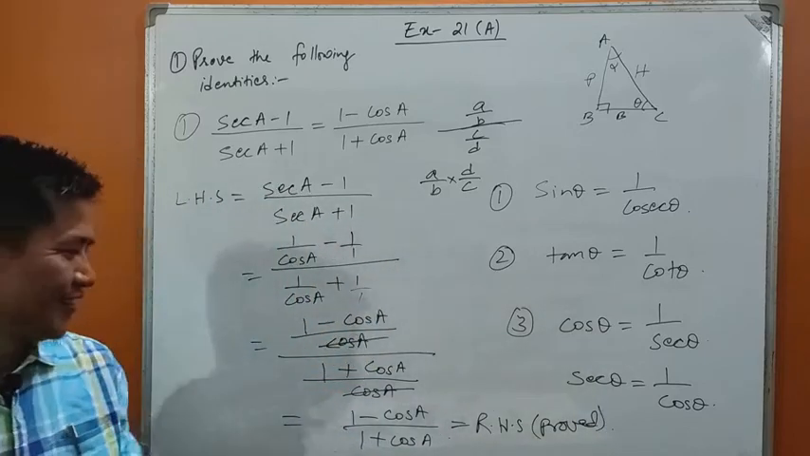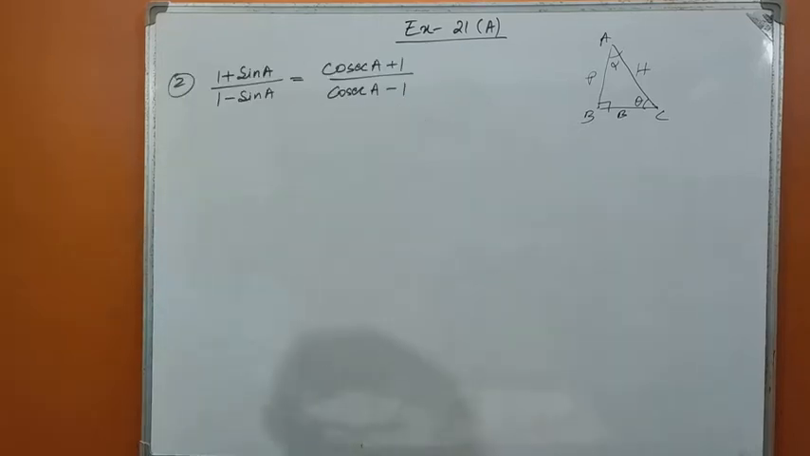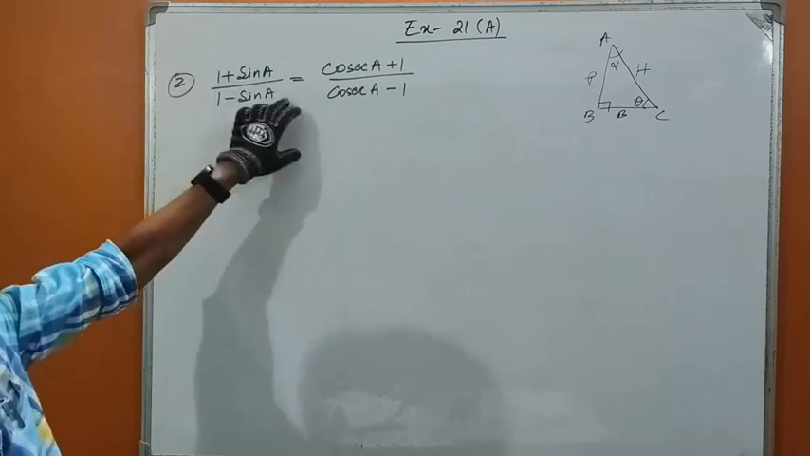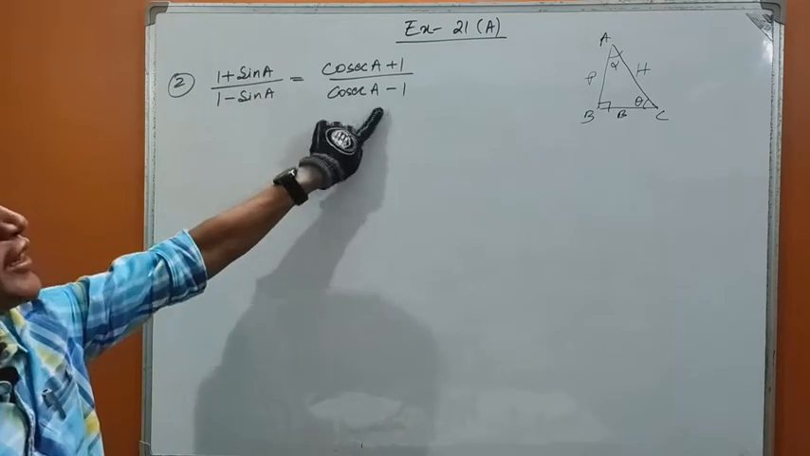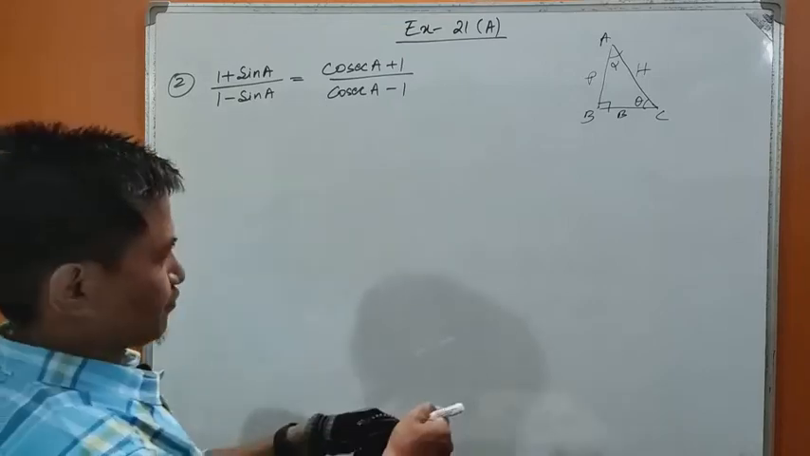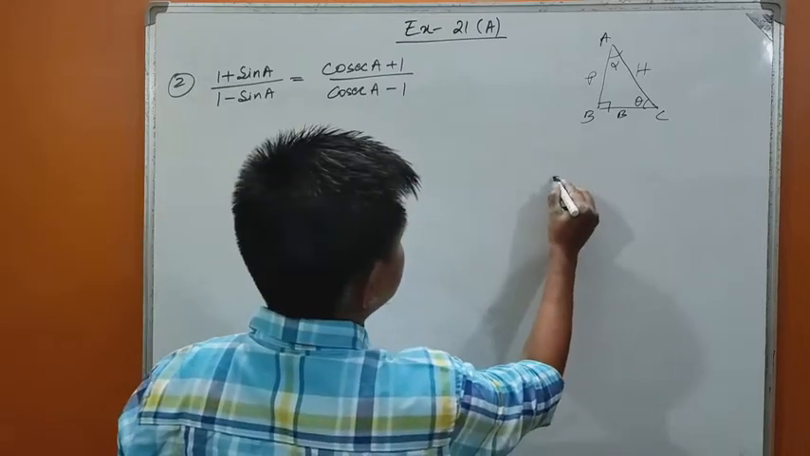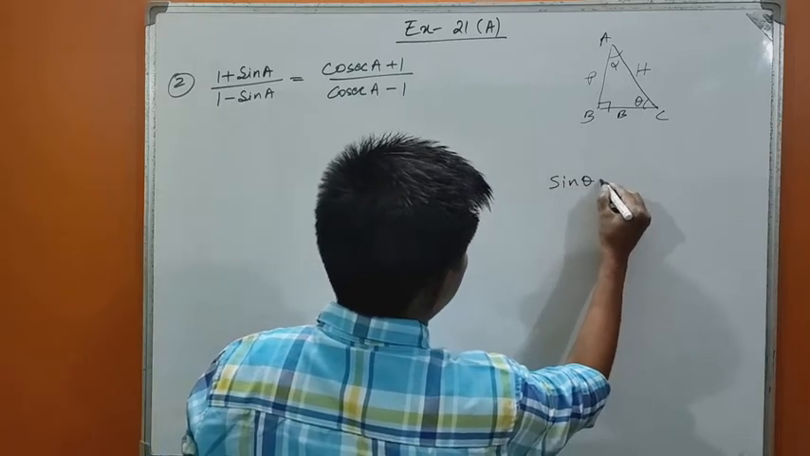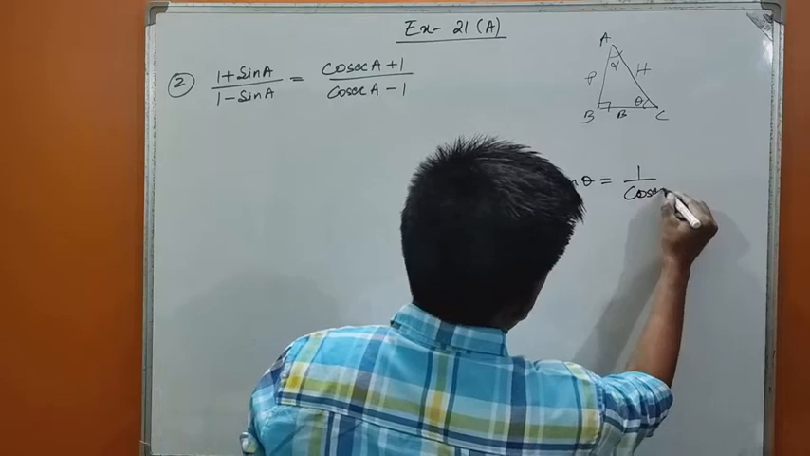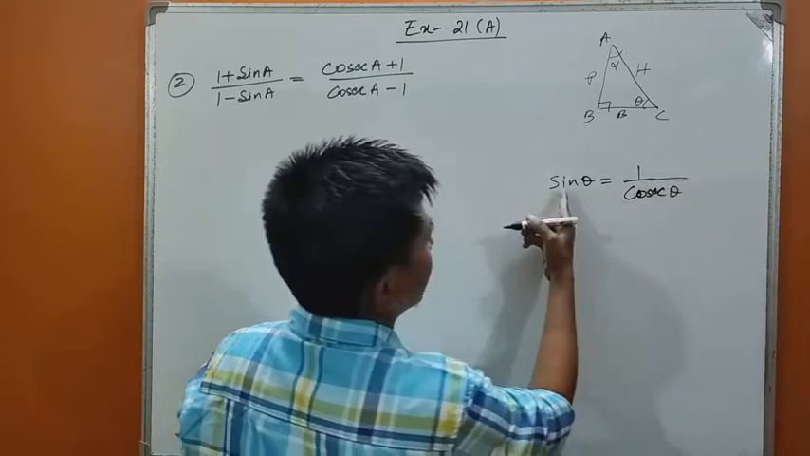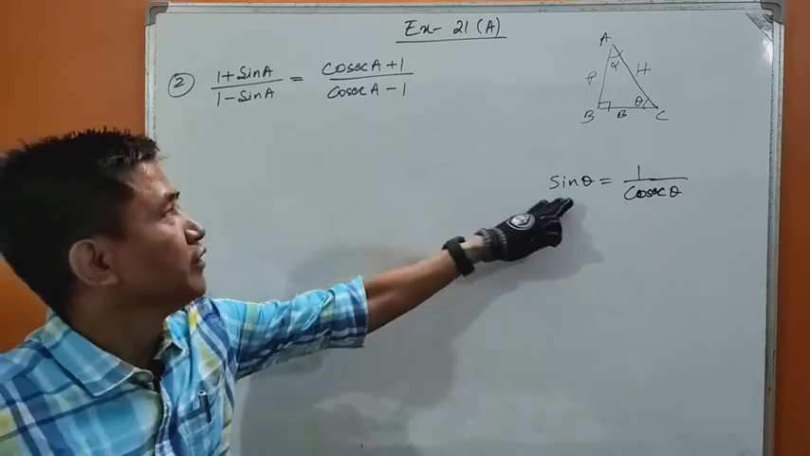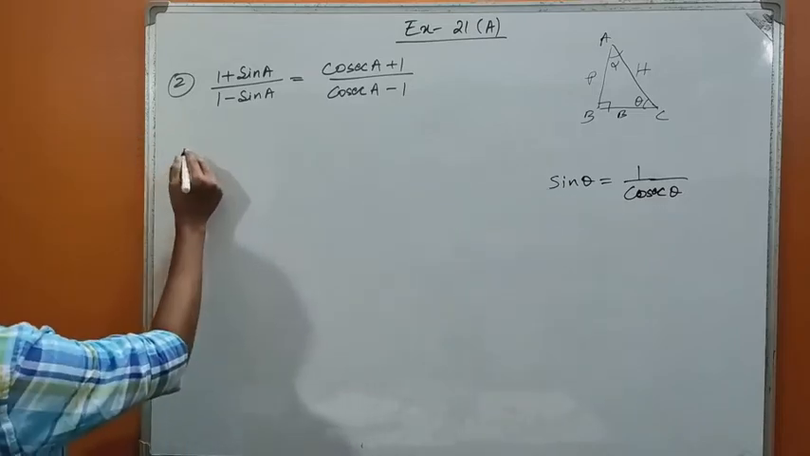I hope you got me. So let us do the next question. Here we have 1 plus sin a upon 1 minus sin a equals cosec a plus 1 upon cosec a minus 1. We are asked to prove this equals this. We have seen the formula: sin theta equals 1 upon cosec theta. This is the formula which we need here.